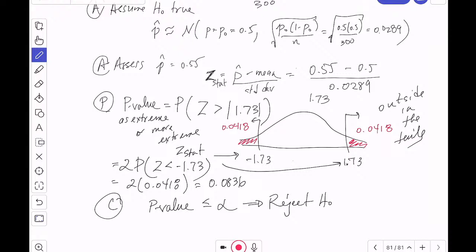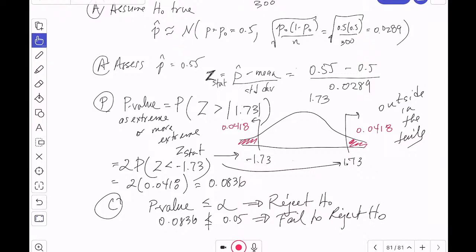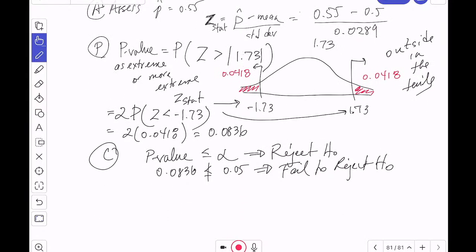And you say if the p-value is less than or equal to alpha, no matter what the alternative hypothesis is, p-value less than or equal to alpha means reject. In our case, the p-value, which is 0.0836, is not less than the 5% that we're told to use, so we say we fail to reject. Fail to reject means nothing has changed, there's nothing to report, there's nothing new, and the test is considered not significant.